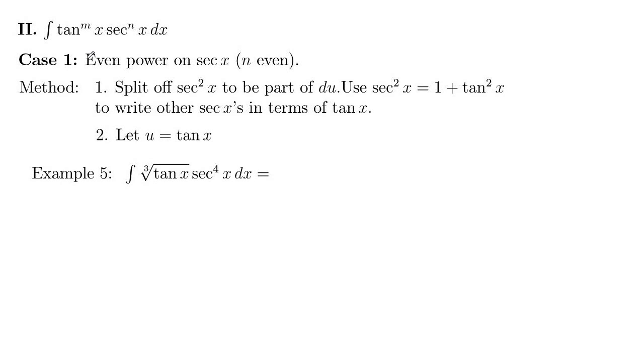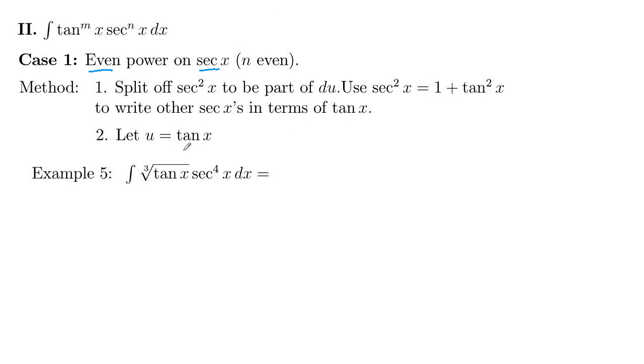So the other type of trig integral we're going to consider is integral of products of powers of tangents and secants. And the first case that we'll look at is when you've got an even power on your secant. If that's the case, then split off two factors of secant, and that's going to be part of your du. And then you use the identity secant squared is 1 plus tangent squared to write all your other secants in terms of tan x, and then let u equal tan x.